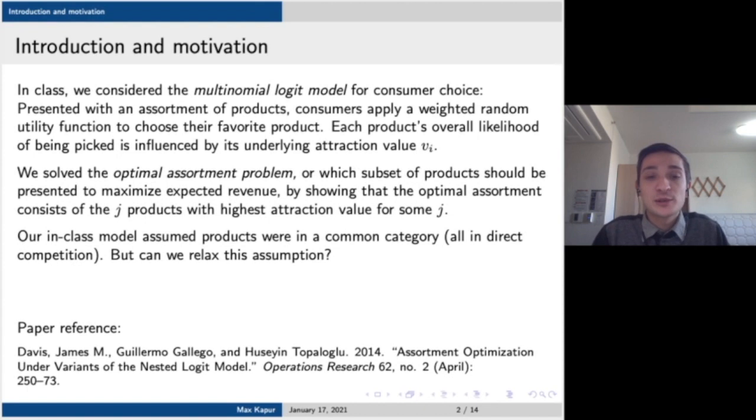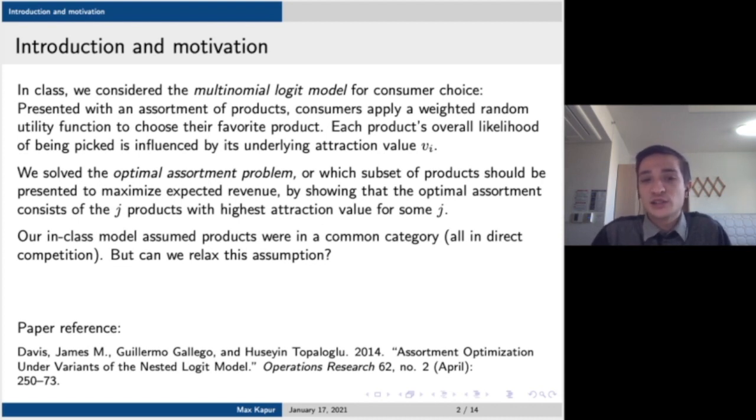Presented with an assortment of products, consumers apply a weighted random utility function to choose their favorite, and each product has an underlying attraction value that influences its likelihood of being chosen. We solved the optimal assortment problem, or which subset of products should be displayed in order to maximize revenue, by showing that the optimal assortment consists of some of the products that have the highest revenue.